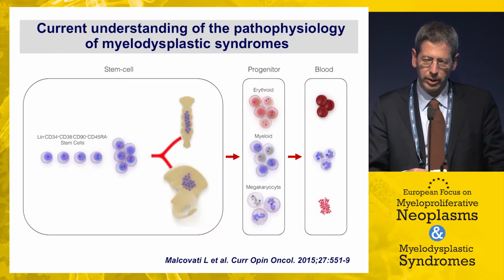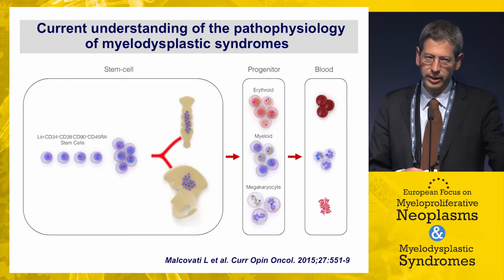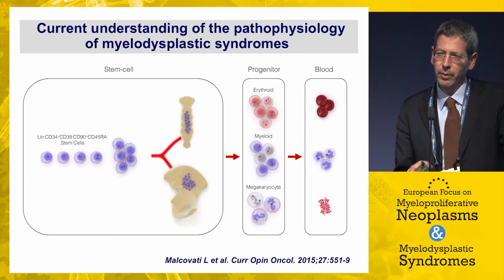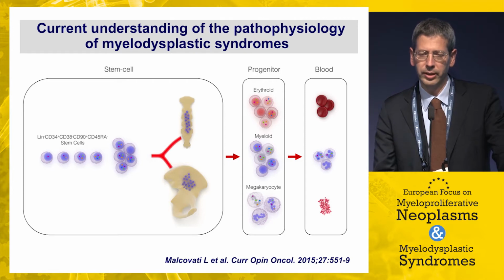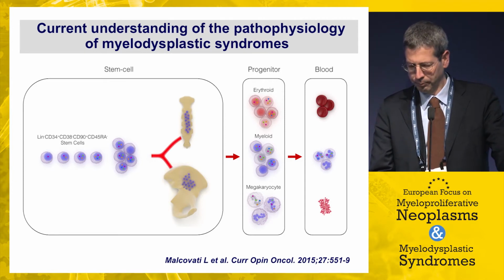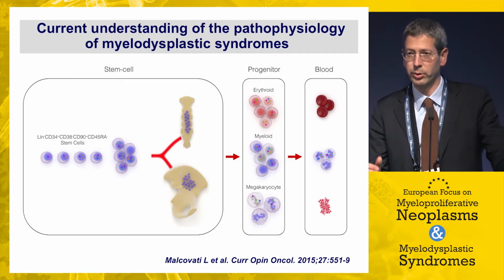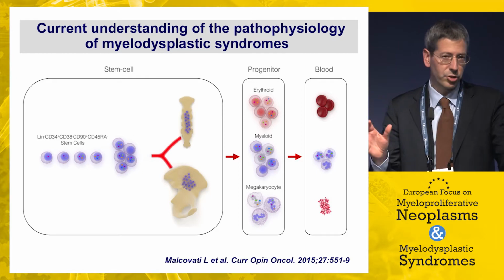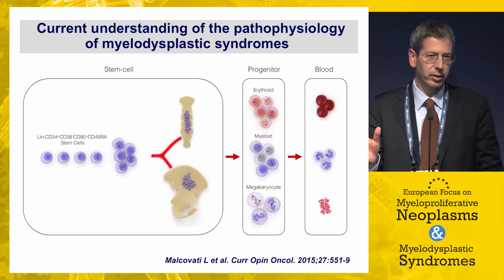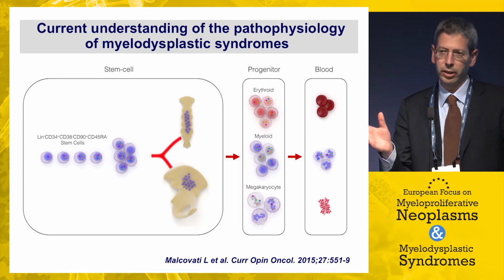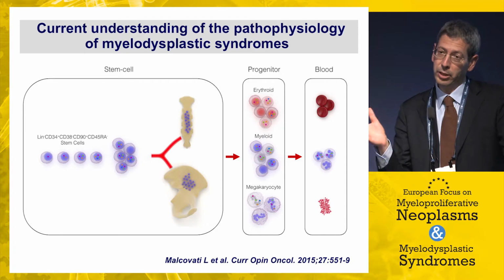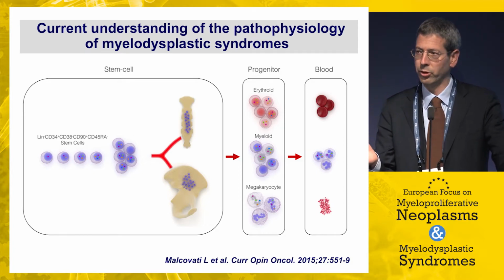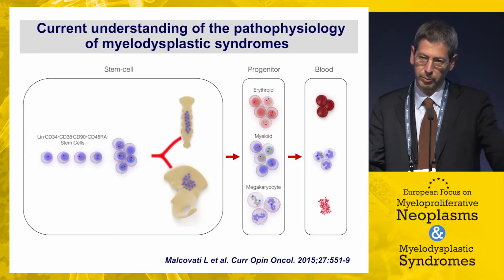And according to our current understanding, myelodysplastic syndromes arise as a consequence of one or more somatic mutations that occur in a hematopoietic stem cell and confer to the cell a proliferative advantage, leading to the expansion of the clone. In addition, other factors interacting with the hematopoietic stem cell, including bone marrow microenvironment and the immune system, may contribute to the selection of these clones and promote their expansion and progression.